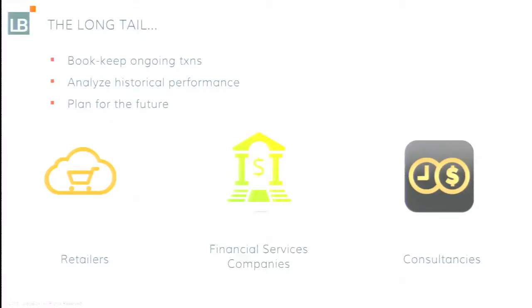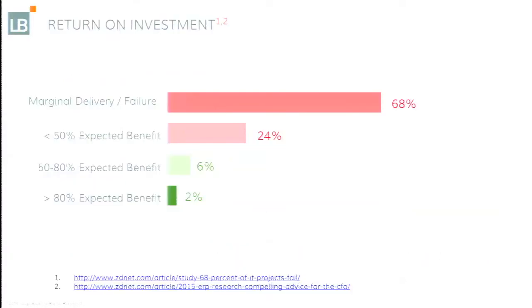Given that this year, globally, we're spending $112 billion building software, what kind of return on this investment are these companies getting? It's not that great, right? 68% of these projects result in marginal delivery or failure, where marginal delivery means you, quote unquote, deliver the piece of software, but it never gets rolled out to the users. 24% achieve less than 50% of the expected benefits. Only 8% of these projects result in greater than half of the expected benefits.